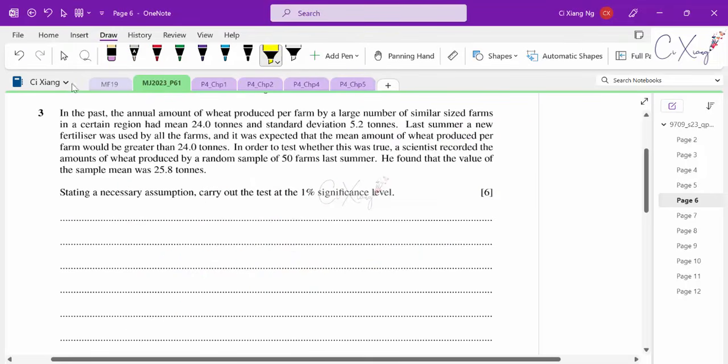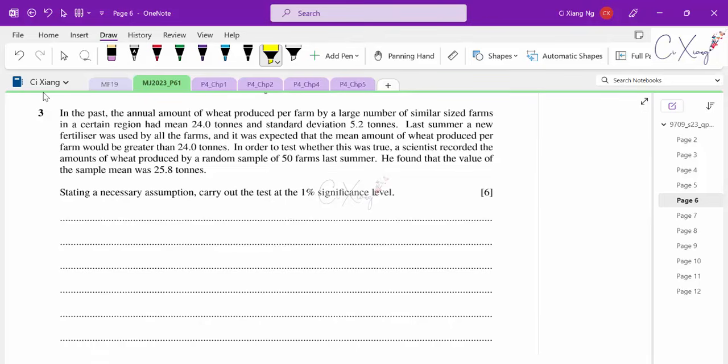Okay, so now we are at question number 3. For this question, they are telling us that in the past, the annual amount of wheat produced per farm by a large number of similar sized farms in a certain region has mean 24.0, and the standard deviation is 5.2. Then last summer, a new fertilizer was used by all the farms, and it is expected that the mean amount of wheat produced per farm will be greater than 24.